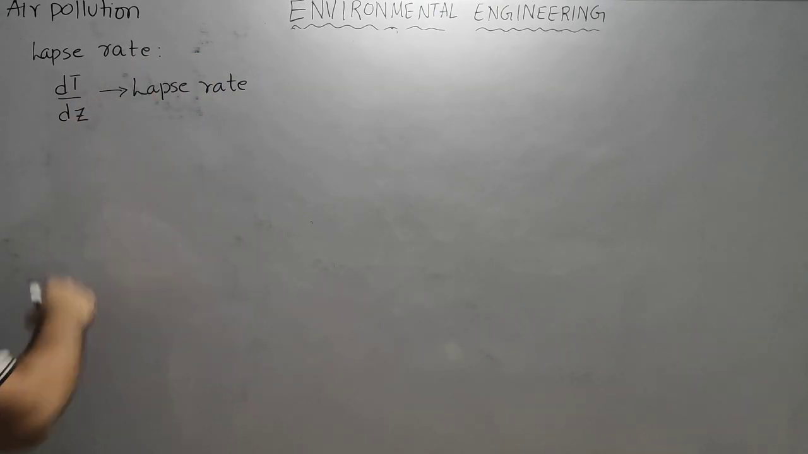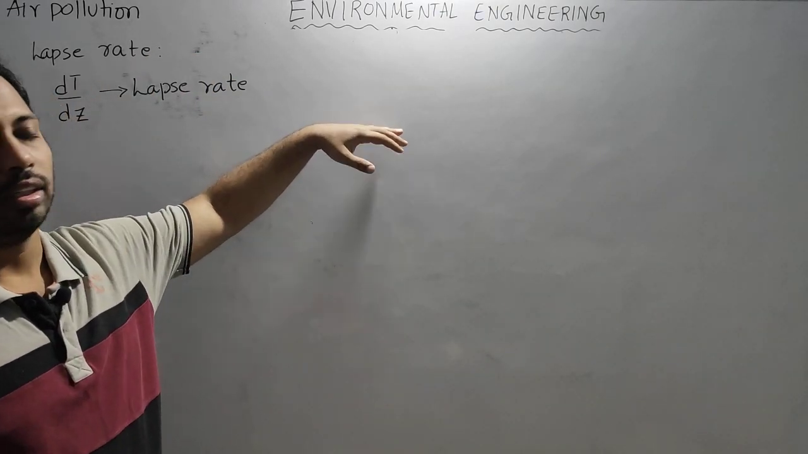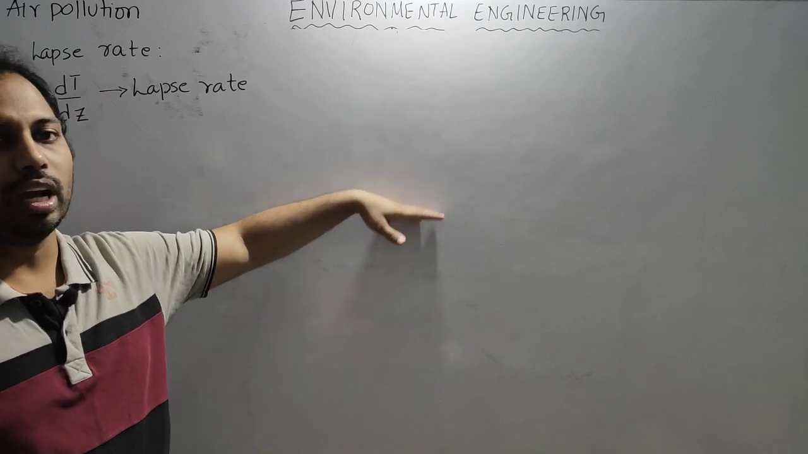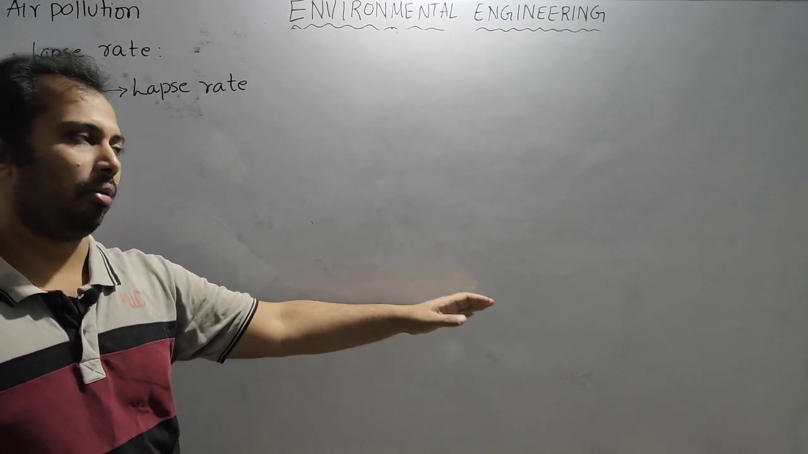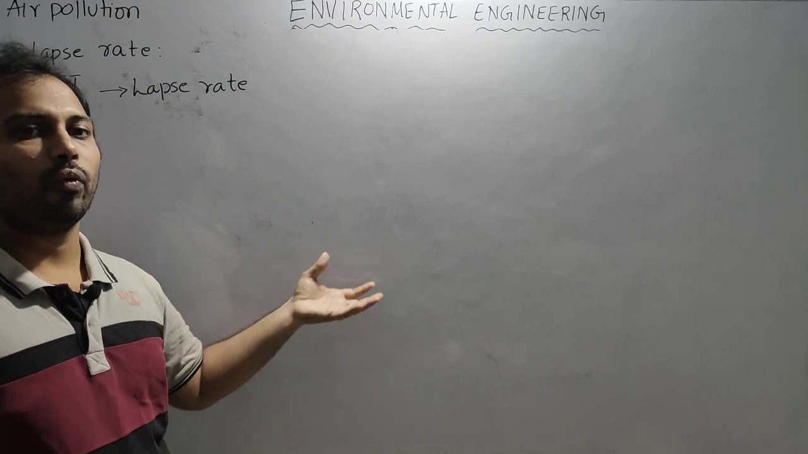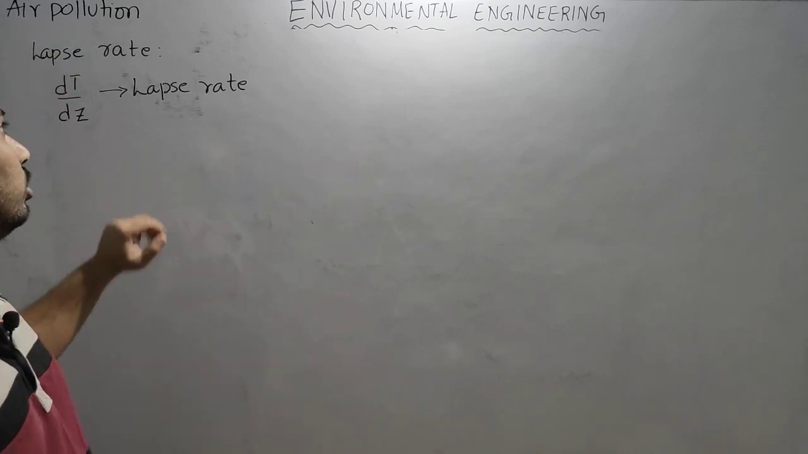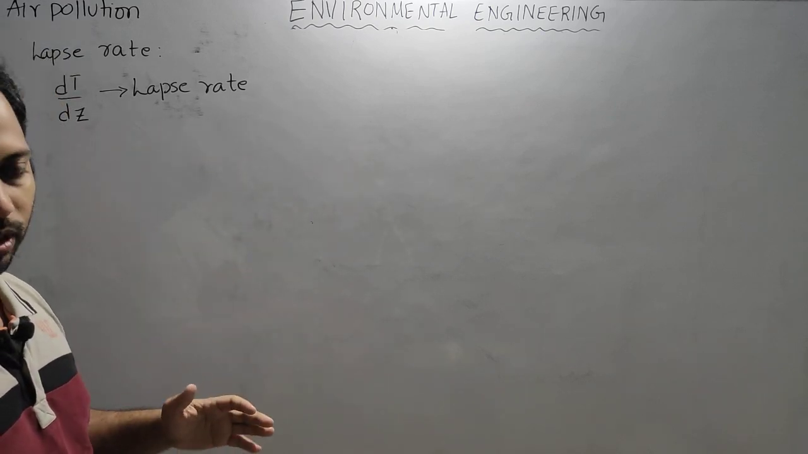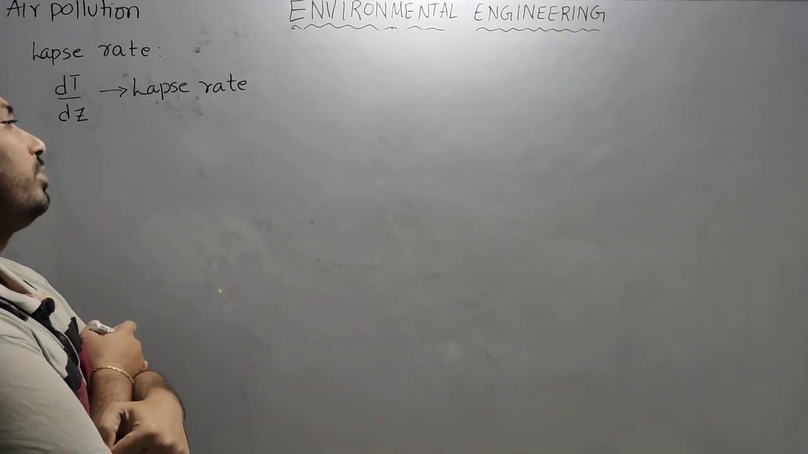So I have already shown you the troposphere structure. In that, when we are moving up, the temperature is decreasing, from 15 degrees to minus 56 degrees. So whenever we move up, the temperature reduces. That is clear for us. So there is some lapse, some reduction of the temperature. That is nothing but lapse rate.